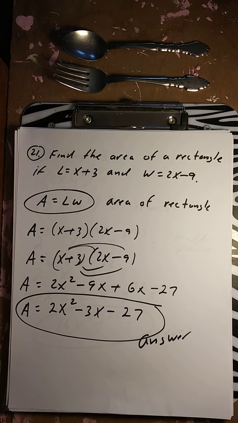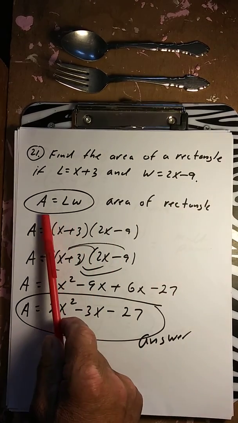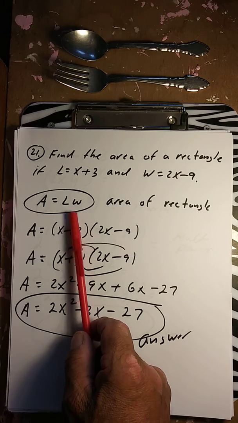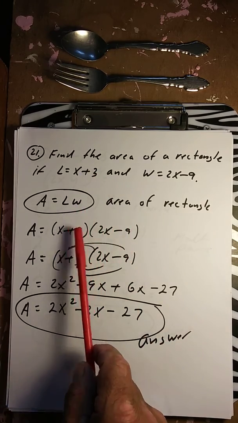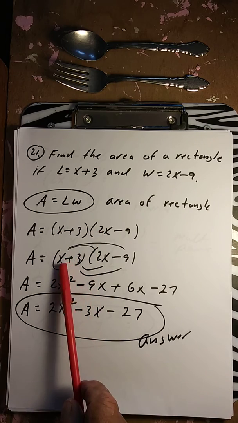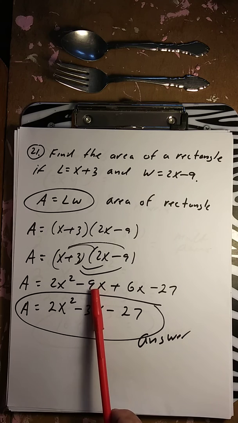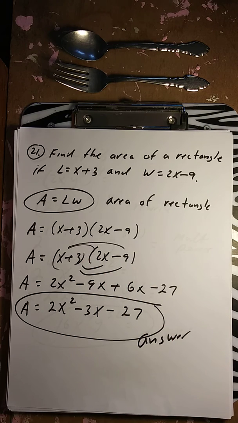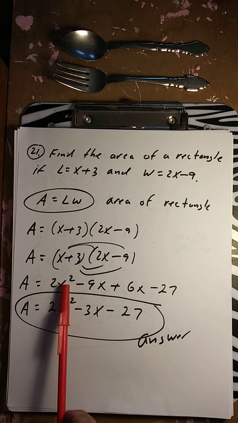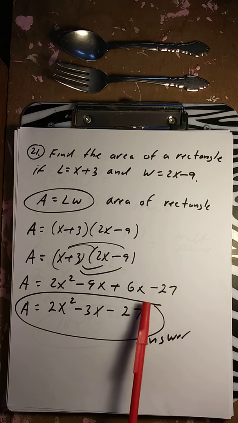Find the area of a rectangle if the length is this, the width is that. Area of a rectangle is length times width. So we're going to have length times width, substitute in there. So x times 2x, right here. X times 2x is 2x squared. X times that is negative 9x. That times that is 6x. And that times that is negative 27. So now we have 2x squared. And this right here is going to give you negative 3x and then negative 27.